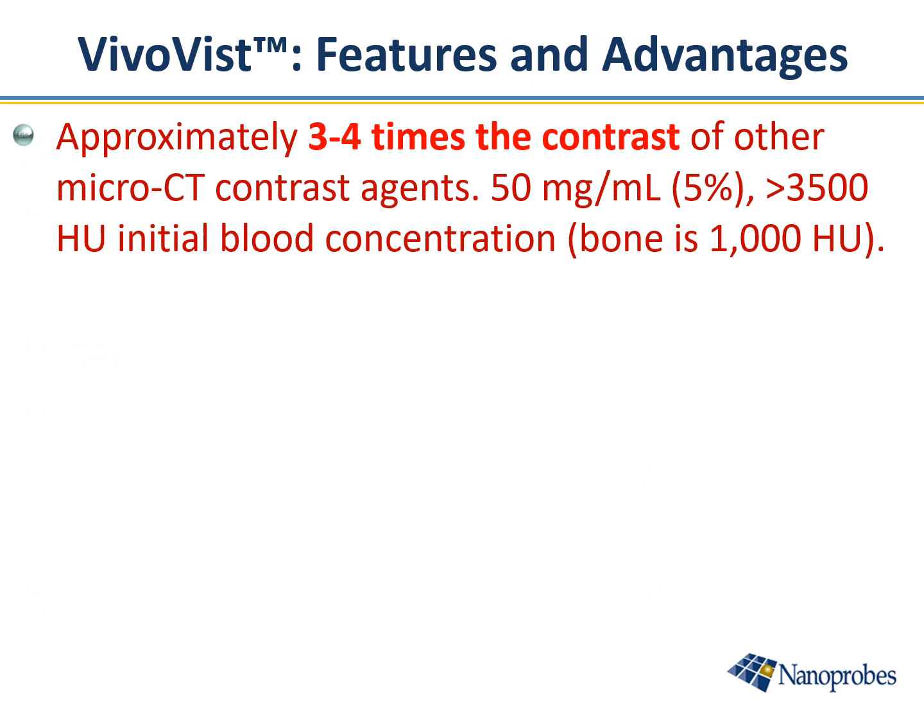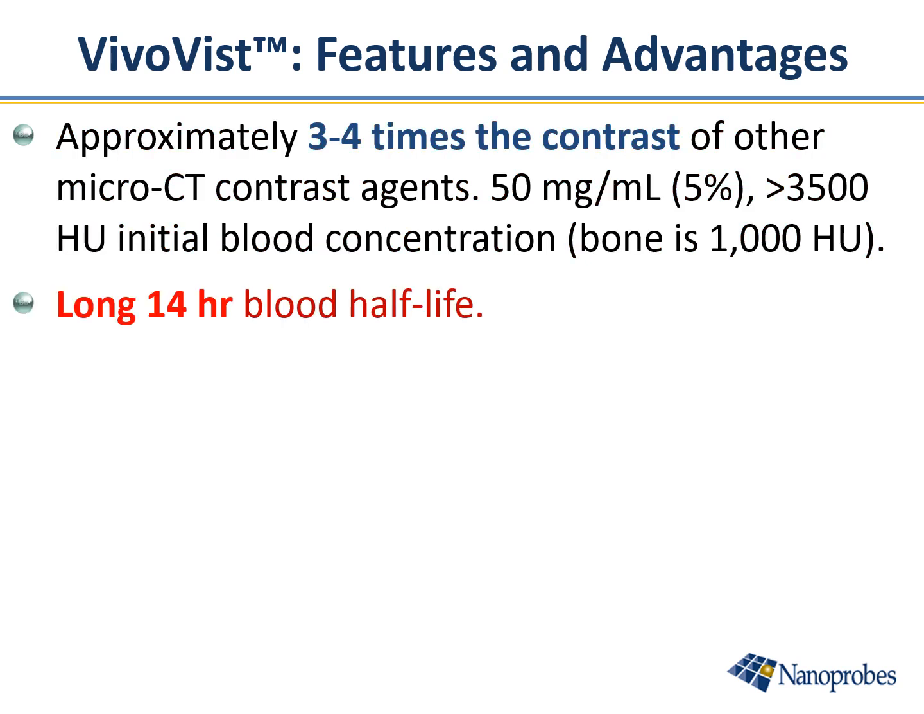Let's get to some of the features and advantages of VivoVist. First, it provides approximately 3 or 4 times the contrast of many other micro-CT contrast agents. Just 50 milligrams per mil in the circulatory system, 5%, provides more than 3,500 Hounsfield units, at an initial blood concentration that's more than 3.5 times that of bone, which is 1,000 Hounsfield units.